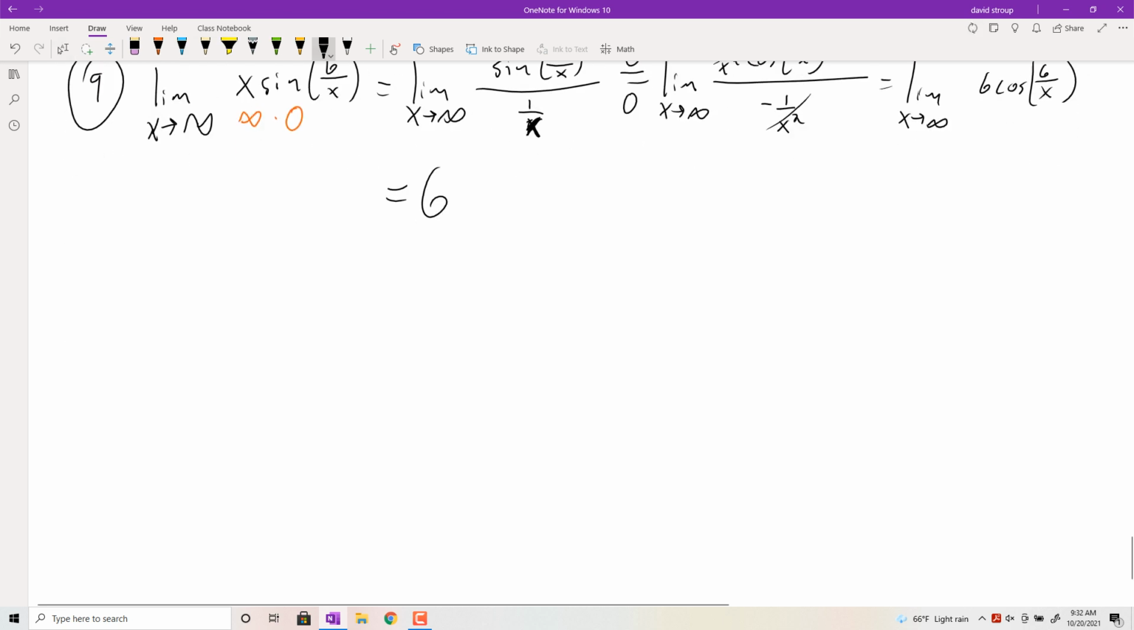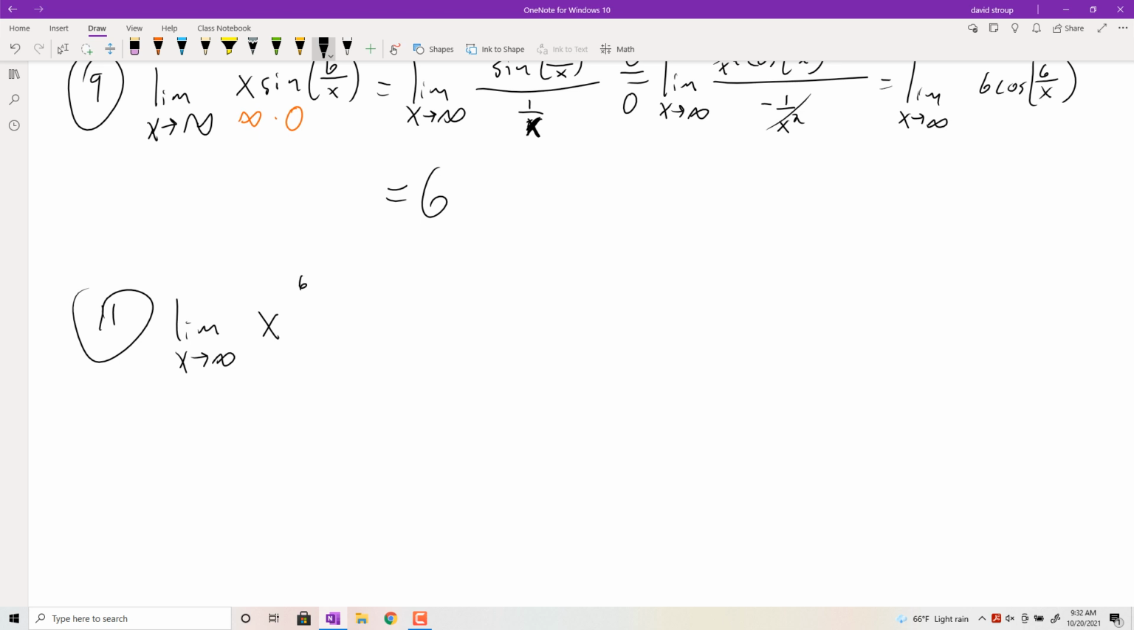Let's look at number, I think it's 11. I can't read my own writing. Limit as x goes to infinity of x to the 6 over x. So this form is infinity to the 0. And the way I like to do it, and you can do the way the book does, but I like to rewrite it as an exponential. So e to the ln of x to the 6 over x. And then pass the limit into the exponential and use the log rule, the power rule for logs to get 6 over x ln x.